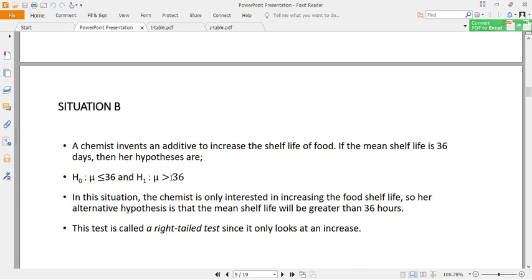It is only interested in increasing the shelf life. The previous situation was that the mean will not be equal to 82, so it can either be less or higher. But this is pointed in one direction, which is increasing. So it is a right-tailed test.